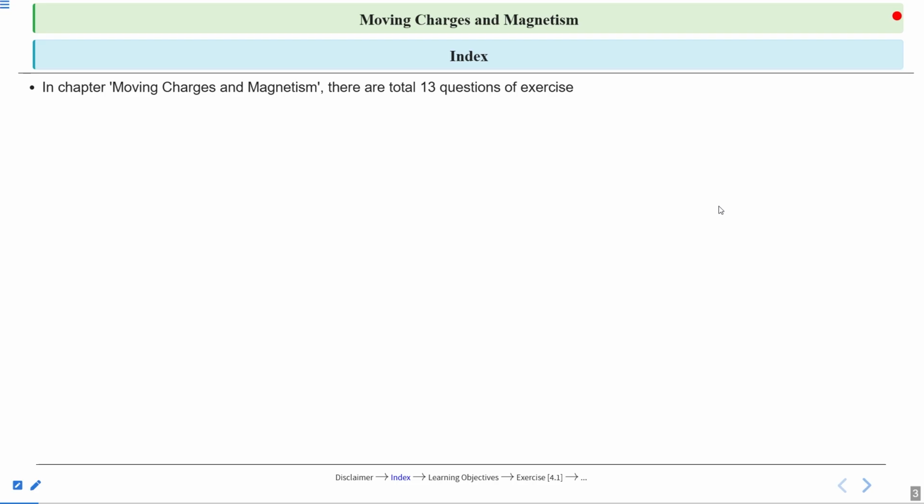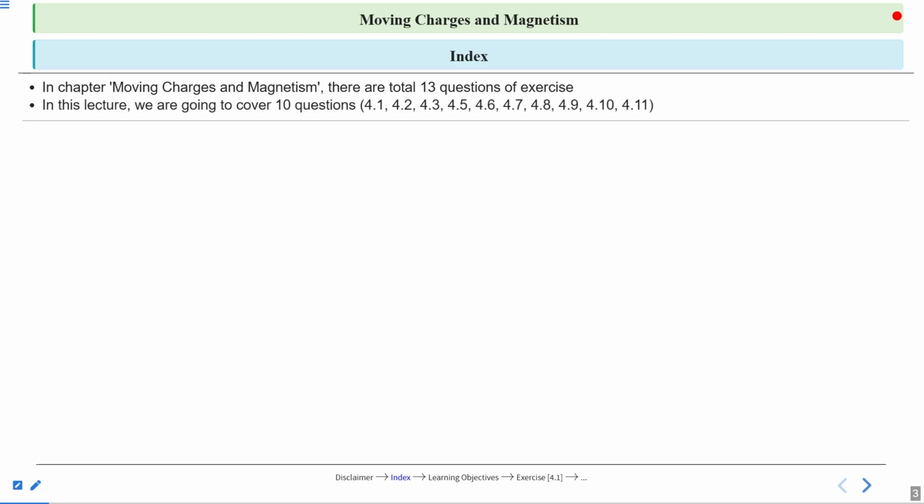The questions that we are going to cover today are in the chapter moving charges and magnetism. There are a total of 13 questions in the exercise, and in this lecture we are going to cover 10 questions: 4.1, 4.2, 4.3, 4.5, 4.6, 4.7, 4.8, 4.9, 4.10 and 4.11.